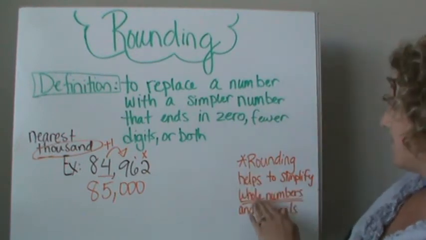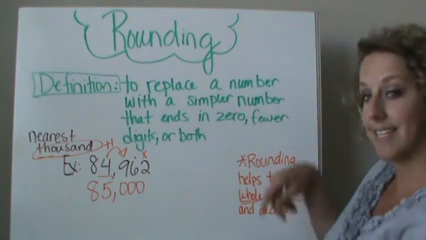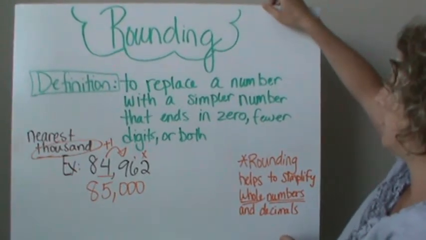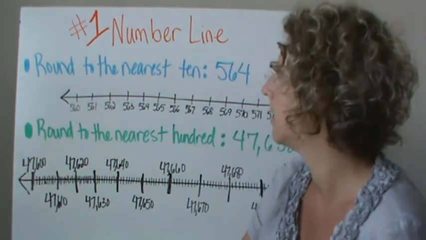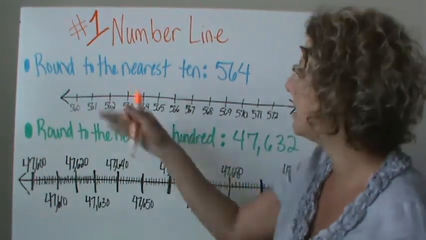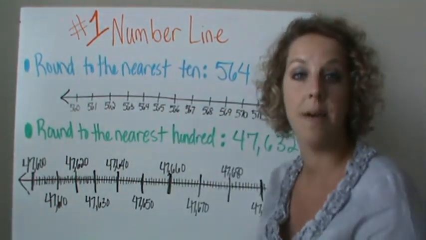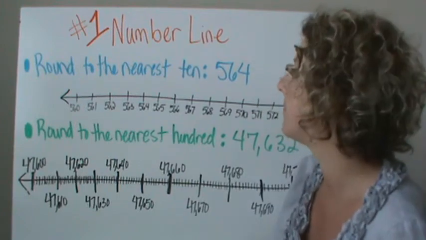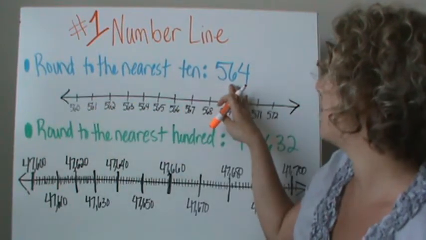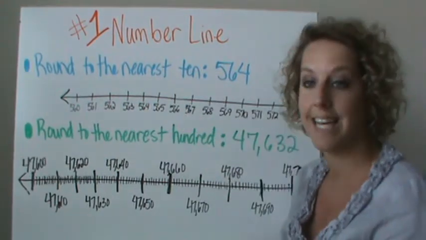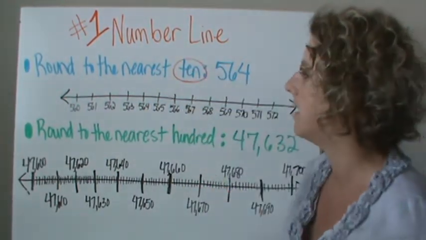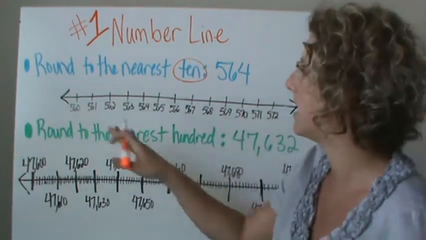Rounding helps to simplify whole numbers and decimals. Today we're going to focus on the whole numbers. The first method we're going to look at is using a number line to round. If we had the number 564 and we wanted to round to the nearest 10, I've already set up our number line here.